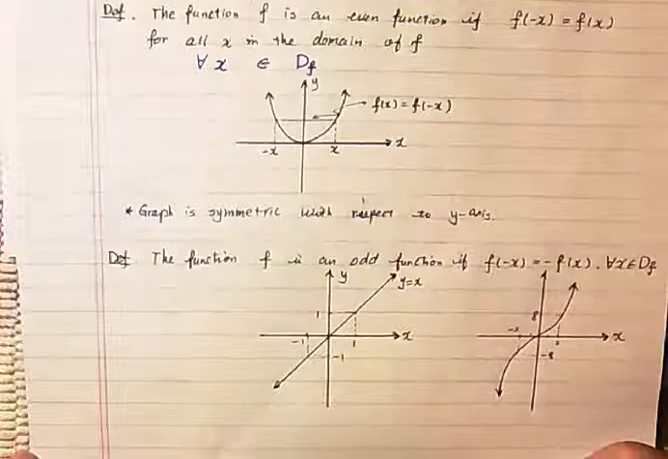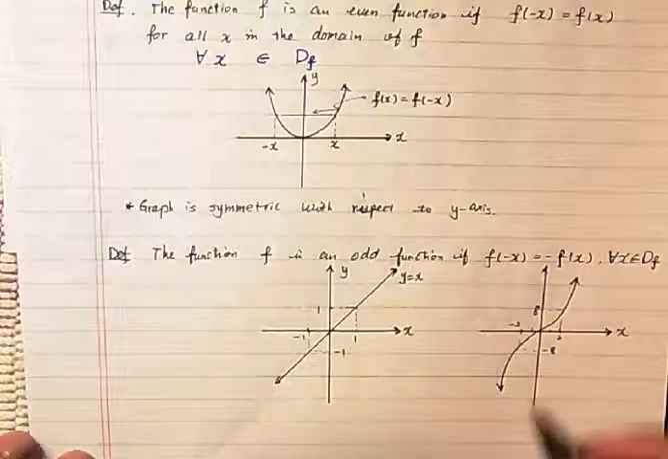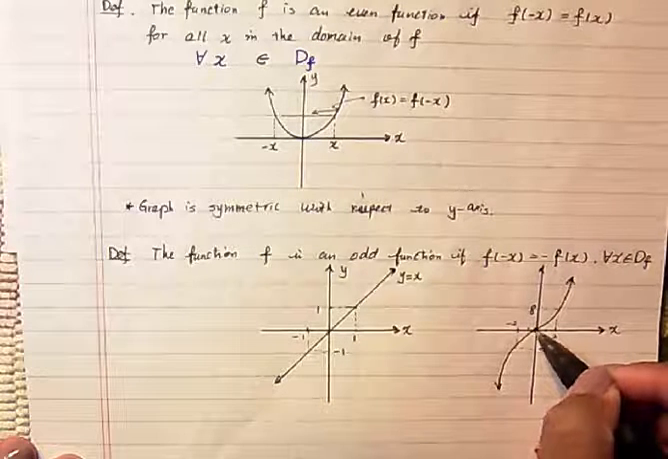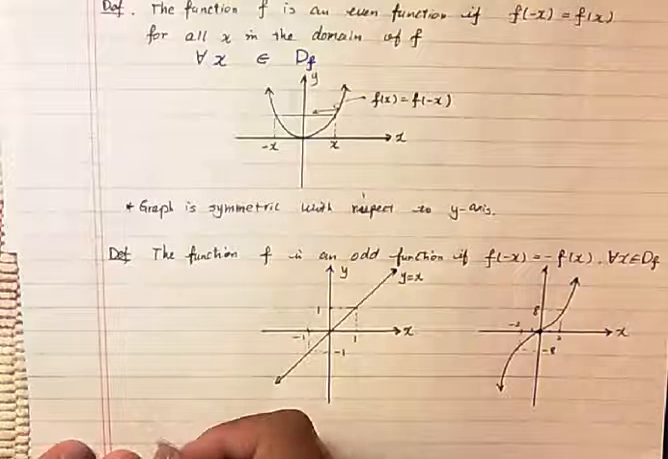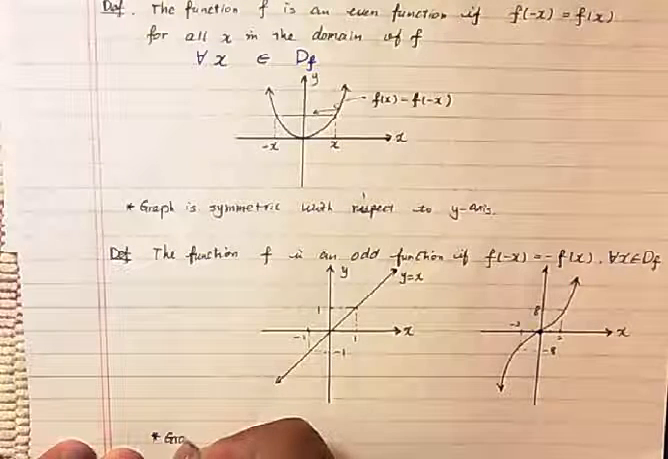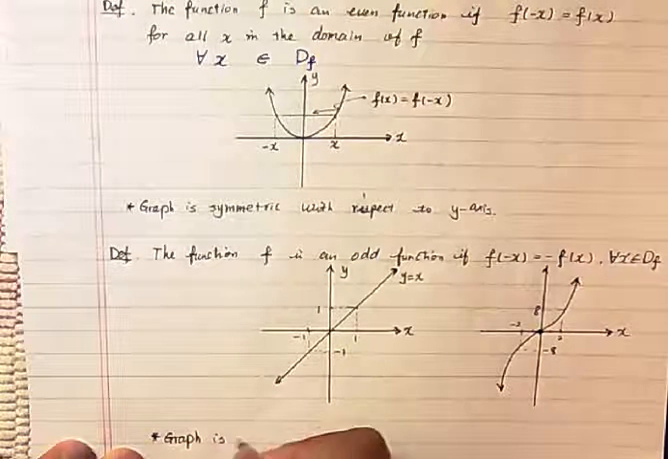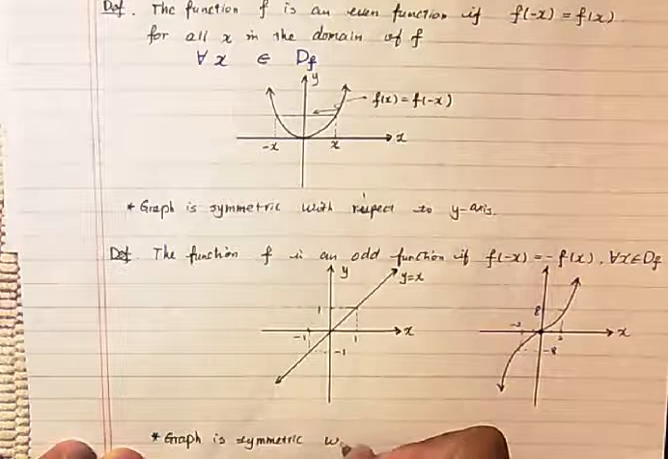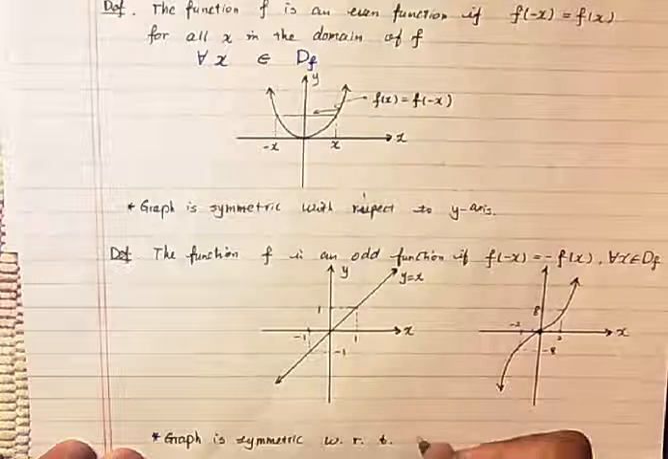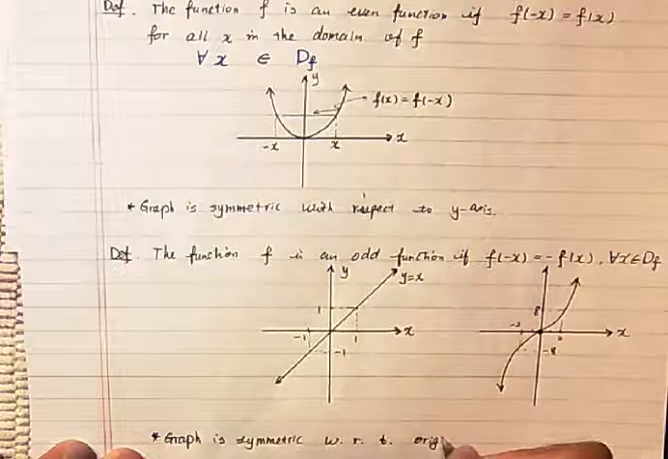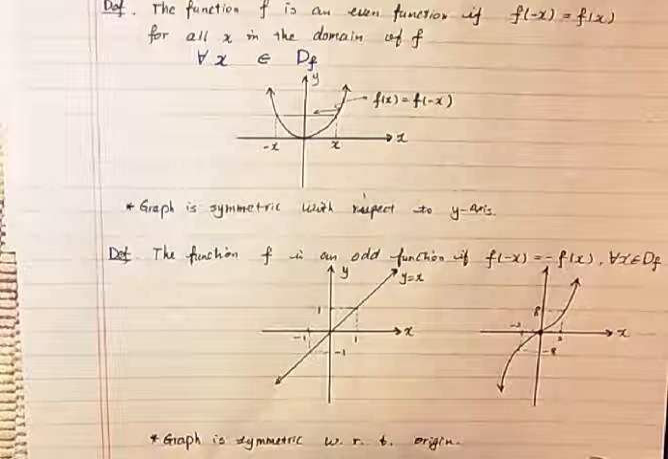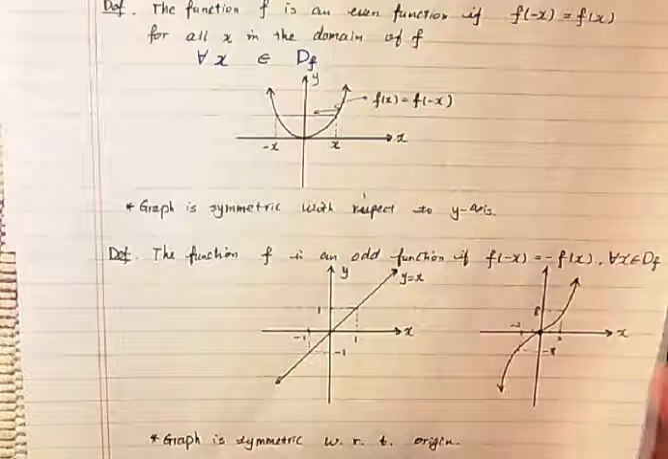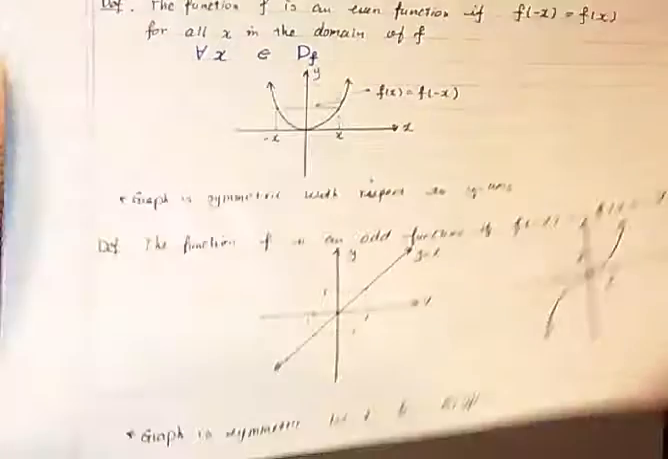So the graph of an odd function is also symmetric, but it's symmetric with respect to this point called the origin. Okay, so we say that the graph is symmetric with respect to the origin. Okay, so those are about odd and even functions. Let's take a look at an example.